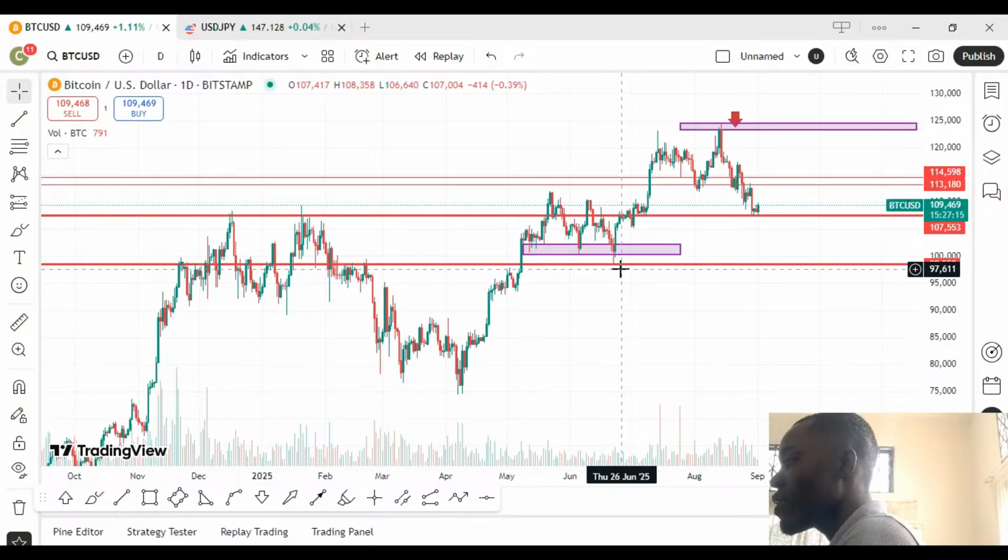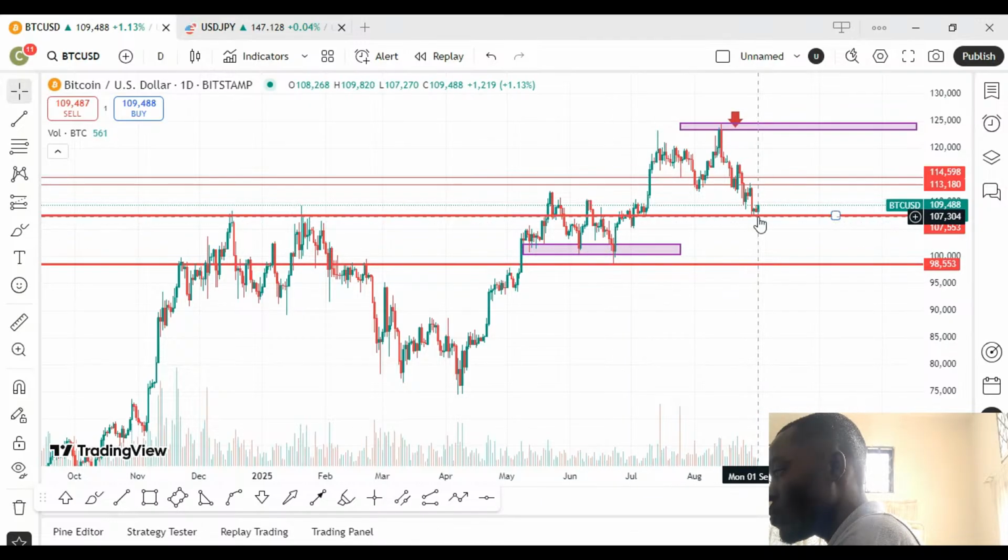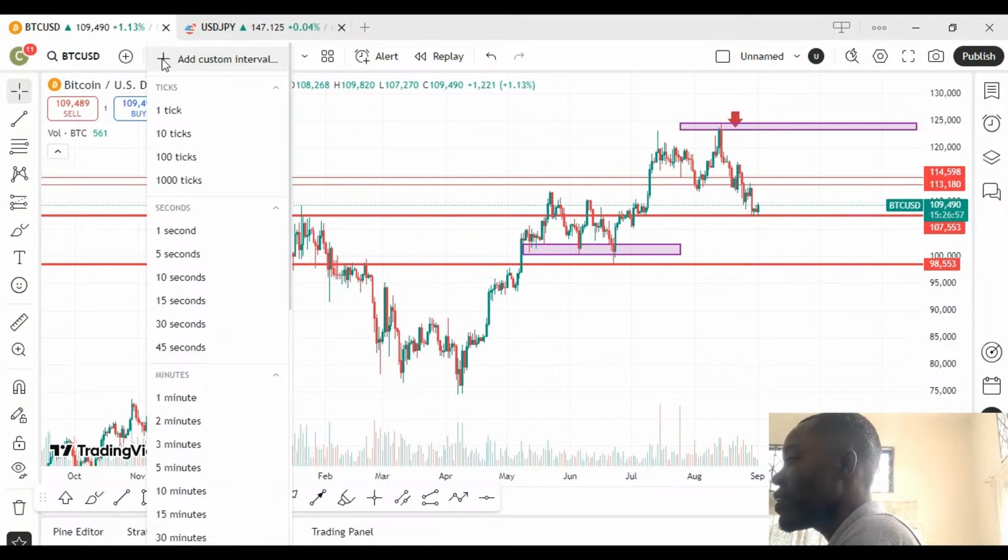And then we have another one. So when this one hits and the market breaks and closes below it, then you know that the next area of target is going to be this demand area. Okay, so once you place it over there, what you do is that you change the time frame to a lower time frame. So this is my daily time frame.